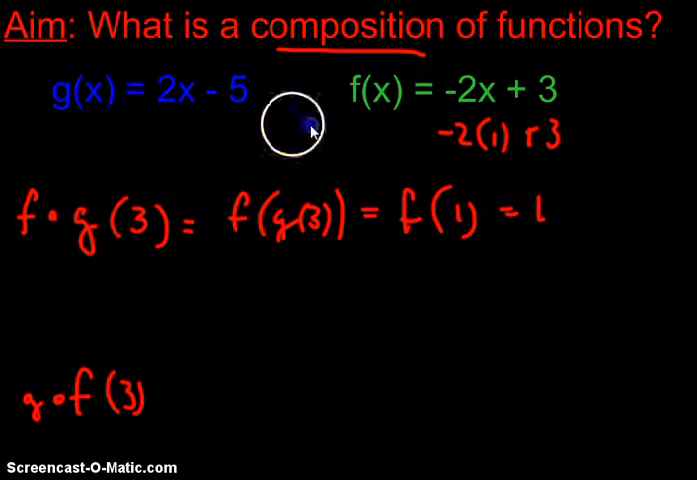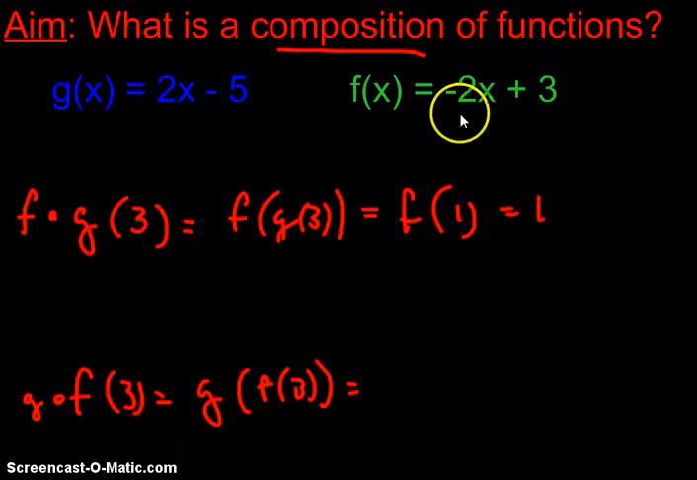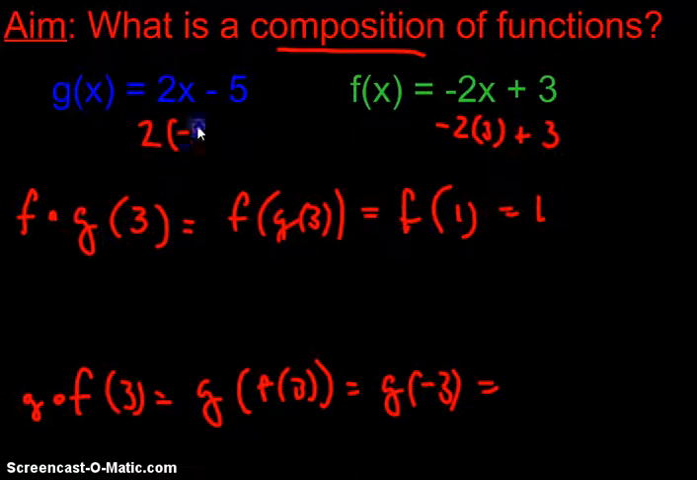Let's take a look at g of f of 3. That would mean the value of g when we know the value of f of 3. So f of 3 is negative 2 times 3 plus 3, which is negative 6 plus 3, or negative 3. So that's g of negative 3. Let's determine the value of g of negative 3. That's negative 6 minus 5, which is negative 11.